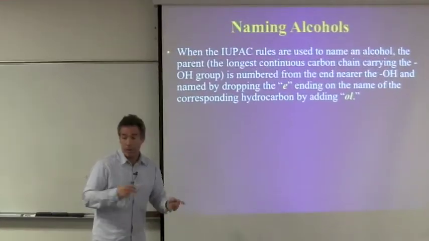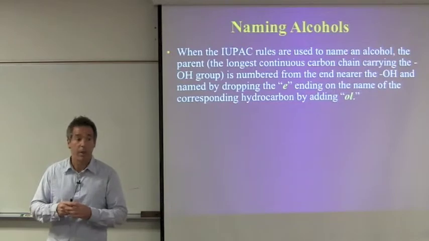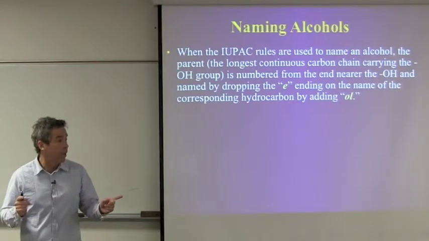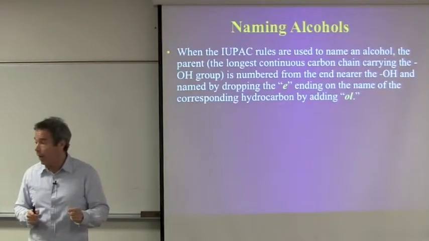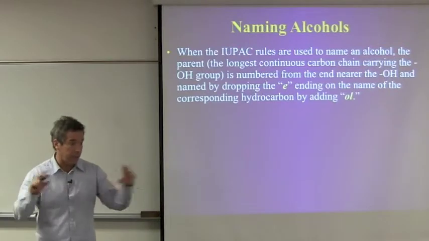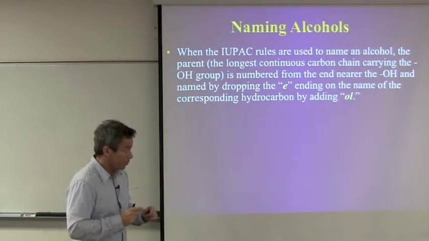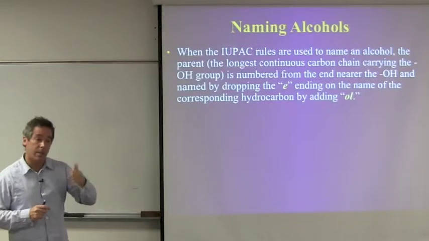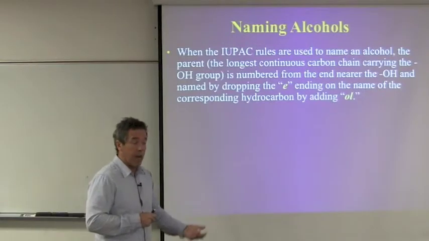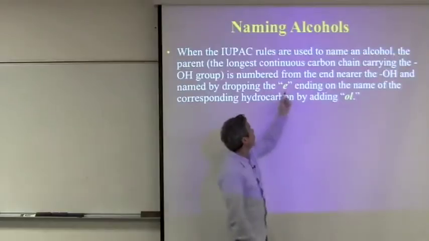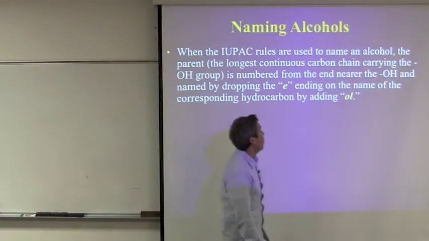To name an alcohol, you're going to find the parent chain. The parent chain will be the longest continuous chain of carbon that has a bond to the OH. In other words, the OH necessarily is attached to the parent chain. We distinguish it as an alcohol versus, say, an alkane or a carboxylic acid. We'll remove the E from the alkane name and replace it with OL.